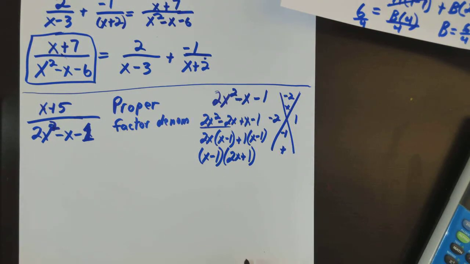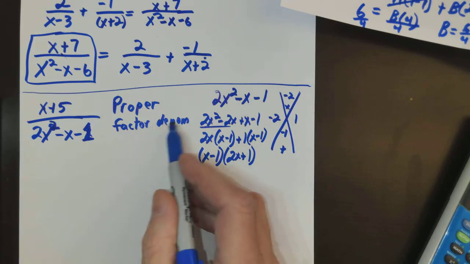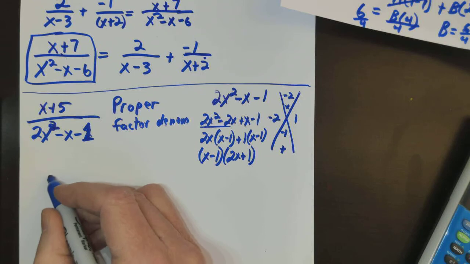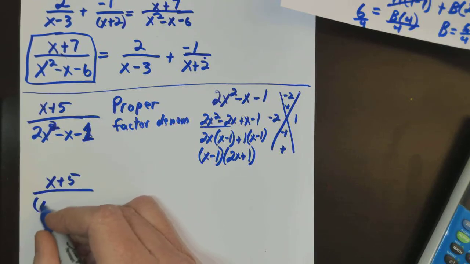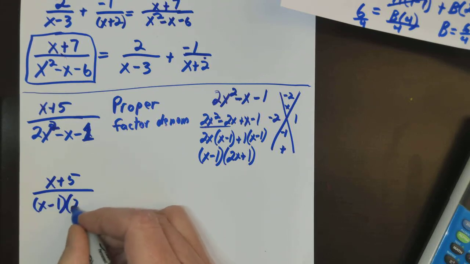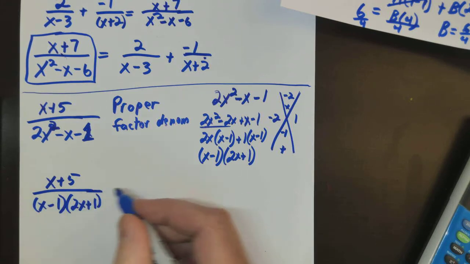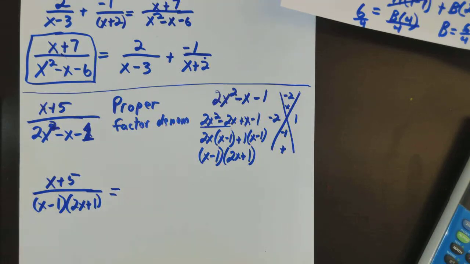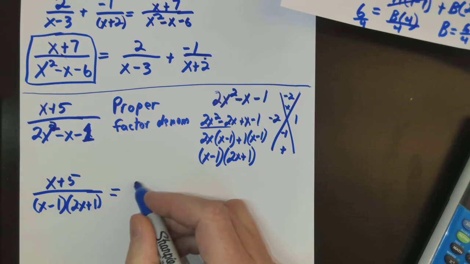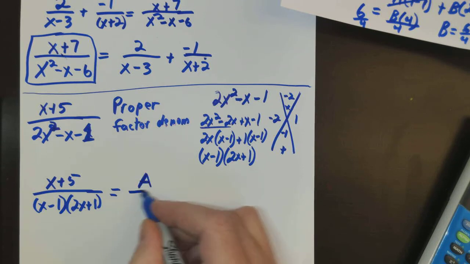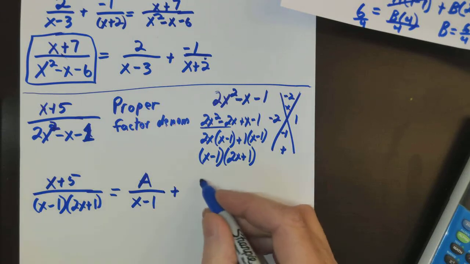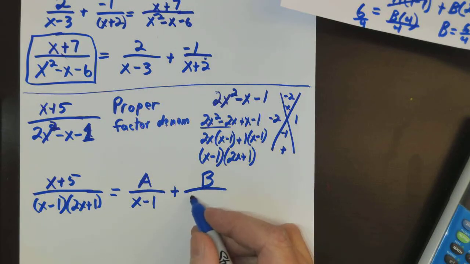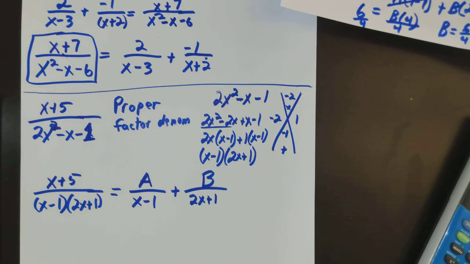So I've got my denominator factored. So it's x plus 5 over x minus 1 times 2x plus 1. Now, I want to write it as a proper fraction. So I've got these factors here, and I have a over x minus 1, and b, because I don't know what these are yet, over 2x plus 1.